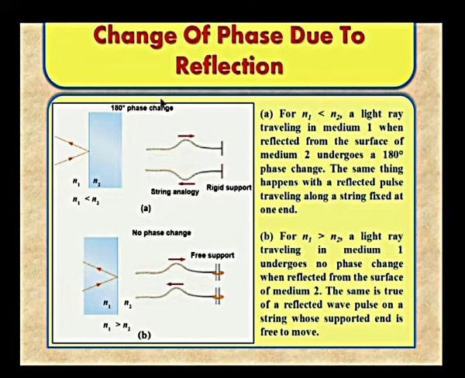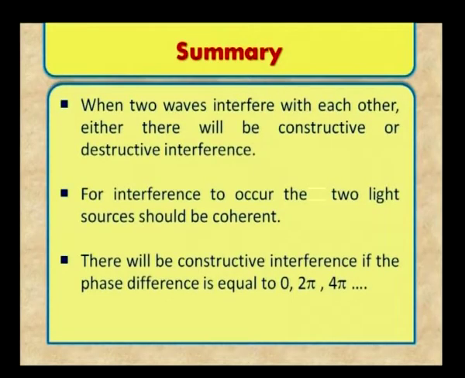Now you go to another section which is again important, which will be made use of in the sections to come when we are discussing air wedge or Newton's rings. That is the reason why we have to go to the change of phase due to reflection. Let us go to the summary part. The issues which we have been discussing are: number 1, when two waves interfere with each other, either there will be constructive or destructive interference.